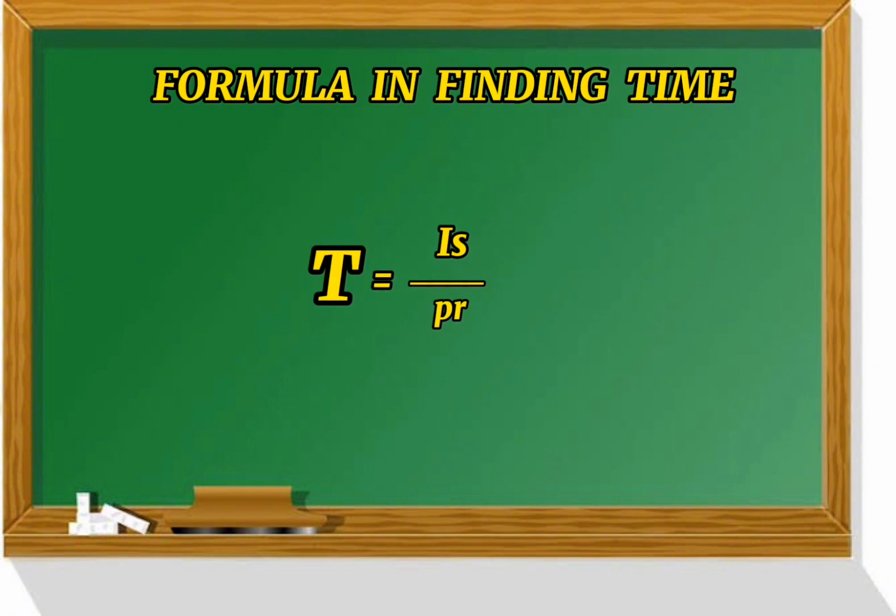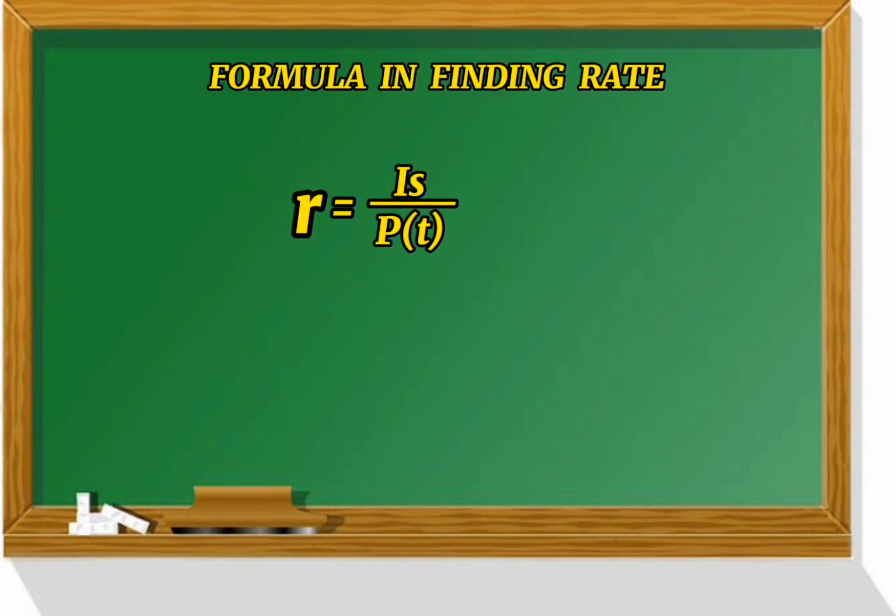And if we are to find the time, we use this formula: time is equal to simple interest over P times R. And lastly, if we are asked to find the rate, we use this formula: rate equals simple interest over P times T.